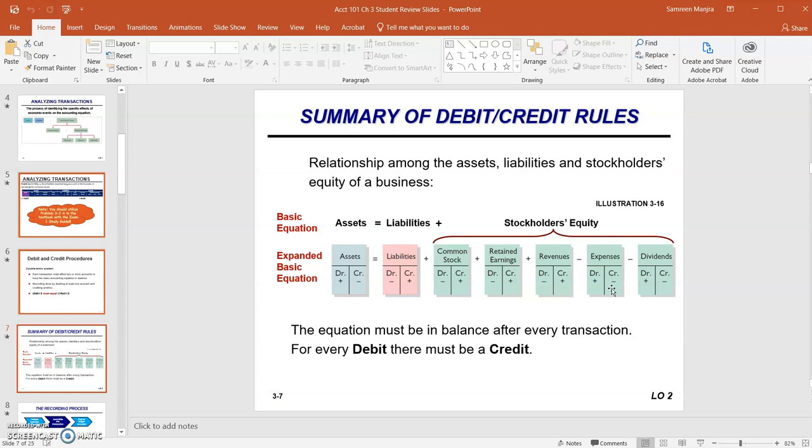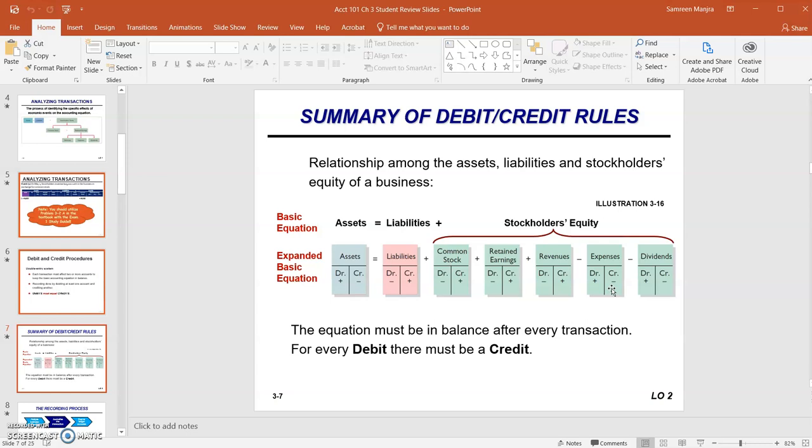And I have a little acronym to assist you in remembering this. My acronym is DEALER. I'm splitting up the acronym DEALER into DEA, which stands for dividends, expenses, and assets. Those all have something in common, which is they increase with debits.